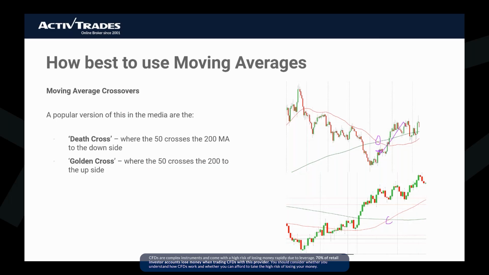And equally, if you'd bought here, well, yes, there is a little bit of a move, but actually you are very, very late to the move. So lots, as I said, lots of people talk about death crosses and golden crosses, but they're not necessarily the smartest way to use a moving average crossover.